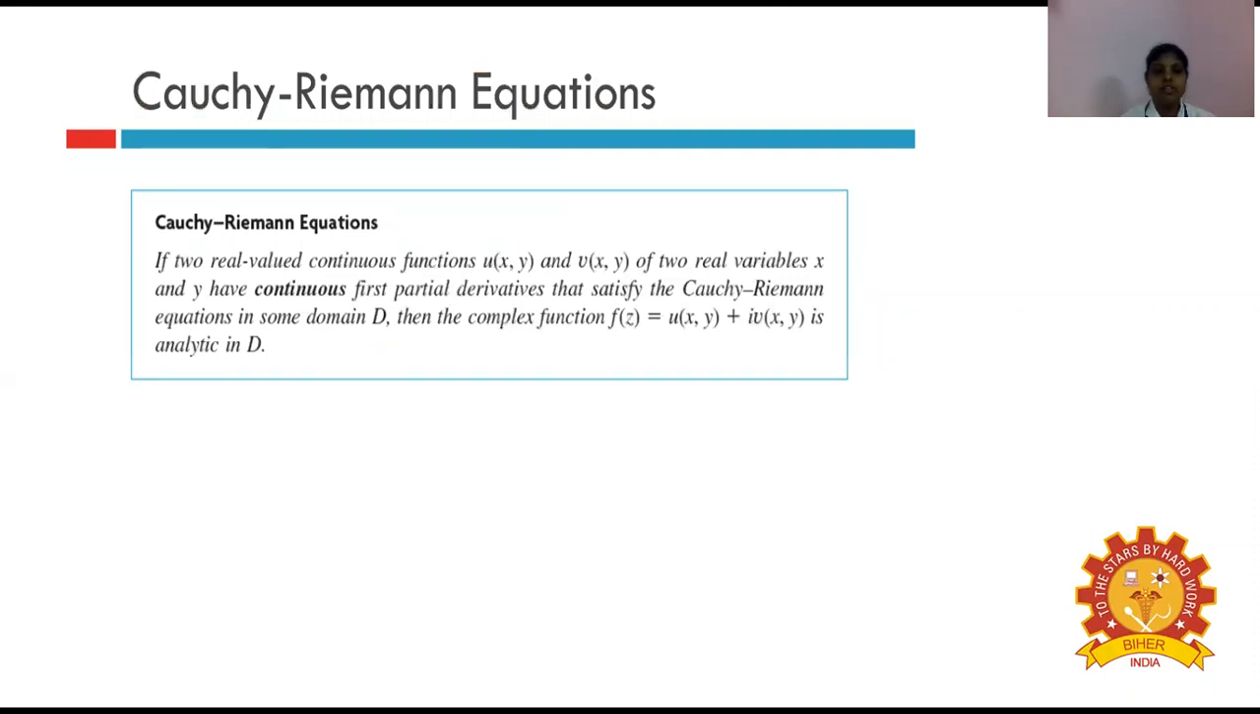Cauchy-Riemann equations. If two real valued continuous functions u(x, y) and v(x, y) of two real variables x and y have continuous first partial derivatives that satisfy the Cauchy-Riemann equations in some domain D, then the complex function f(z) = u(x, y) + i v(x, y) is analytic in D.